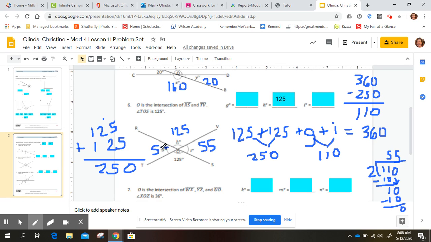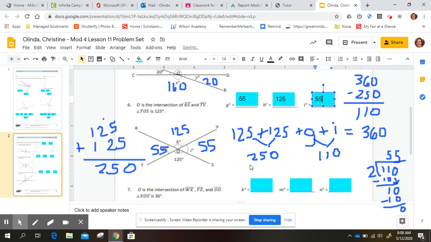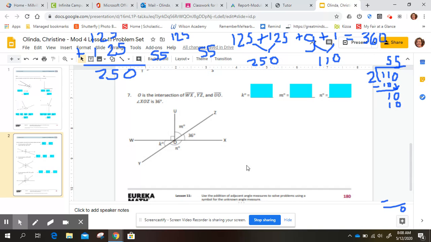And then if I added 125 plus 125 plus 55 plus 55, I would get 360. So each of these have to be 55. And I think we're almost at the end here.